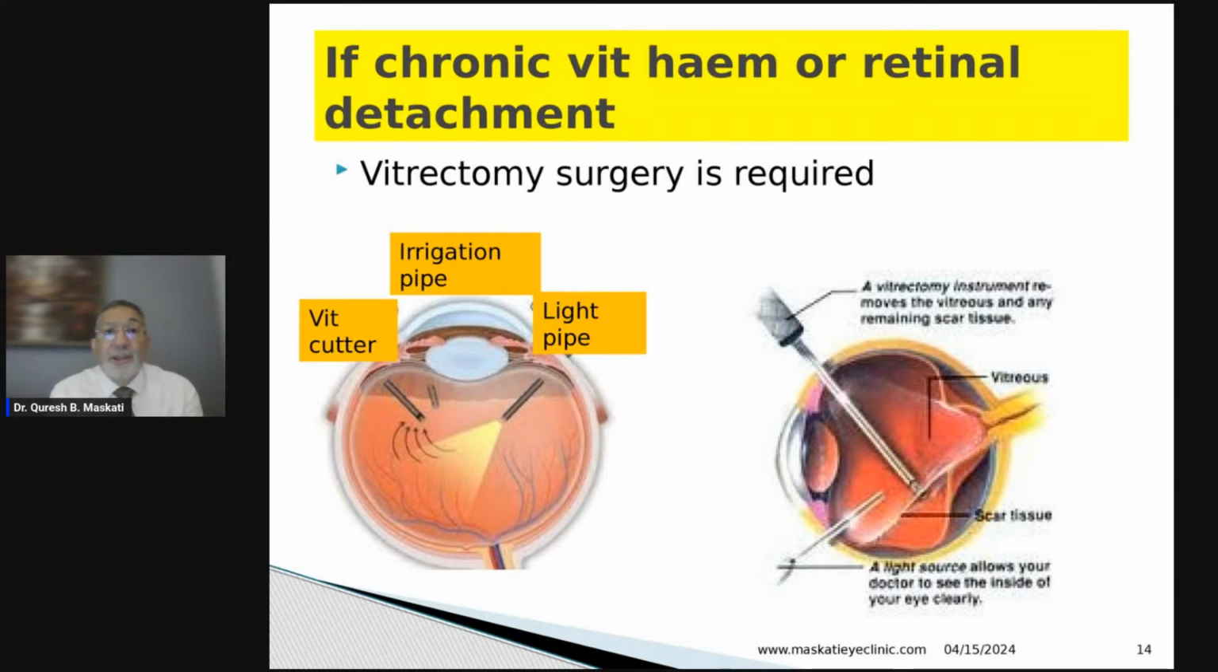One is an irrigation pipe, which pushes saline into the back of the eye. And the third one is a suction with a vitreous cutter. So it cuts the vitreous, cuts the hemorrhage, and sucks it out. So one is irrigation, one is aspiration with a cutter, and one is the light pipe. If there is scar tissue or hemorrhage, we cut it and suck it out. The scar tissue is also cut with the vitrectomy cutter.